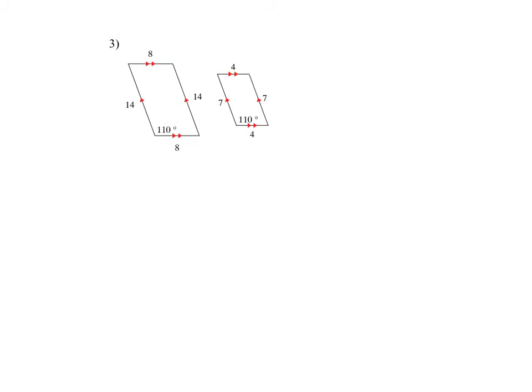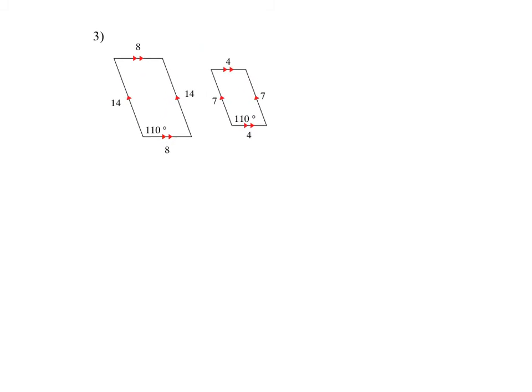So number 3, I know that this is a parallelogram. So that means that this angle is 110. This one is 70. This one is 70. Right, the same here. 70, 110, 70. I'm just comparing the sides. So 8 over 4 has to equal 14 over 7. So that means that these two polygons are similar.